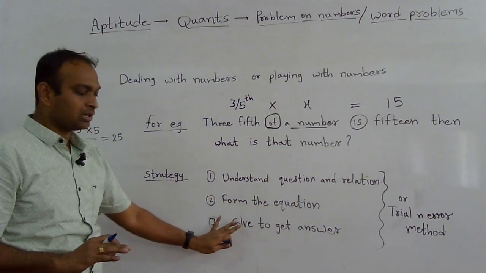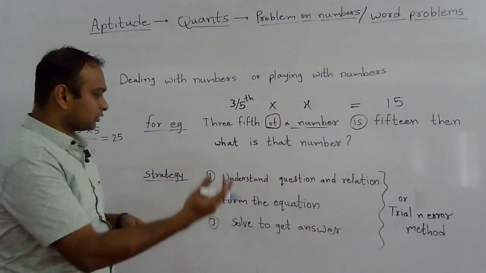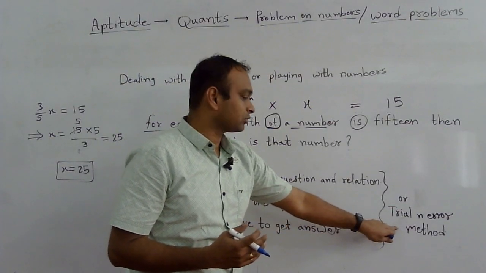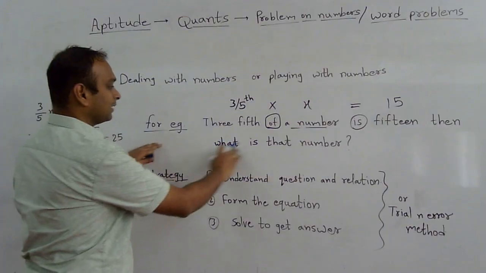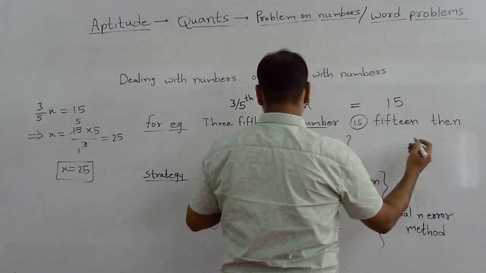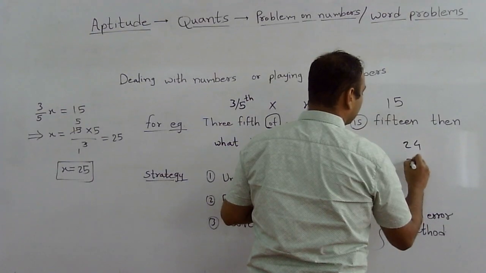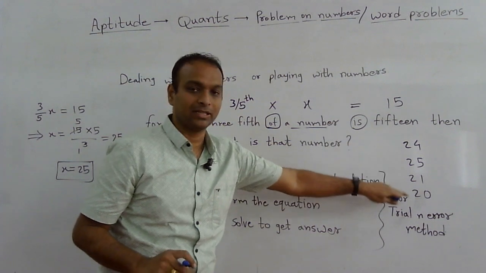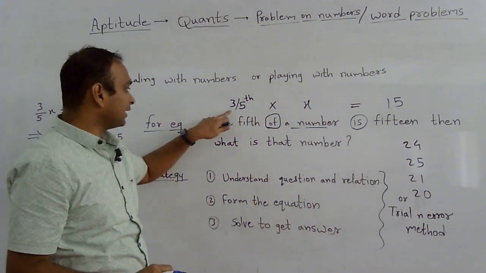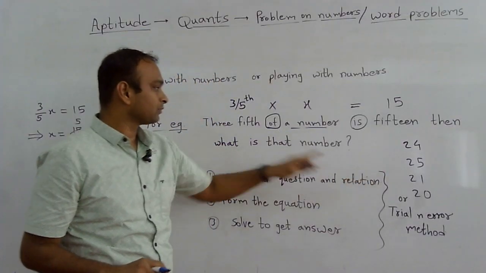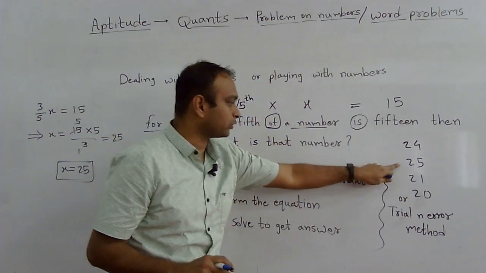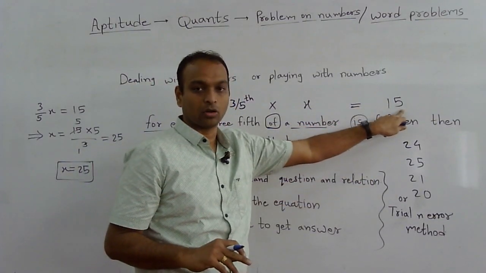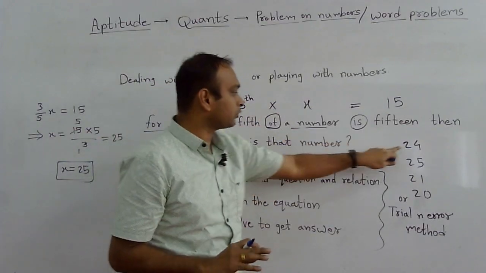This is the strategy, and an option, or maybe a shortcut, is the trial and error method. For example, in the same case, if we are given options like 24, 25, 21 and 20 as A, B, C, D, then we can directly try: 3/5 of 24 is what? 3/5 of 25 is what? Directly we can do that and then check whether it is 15 or not.